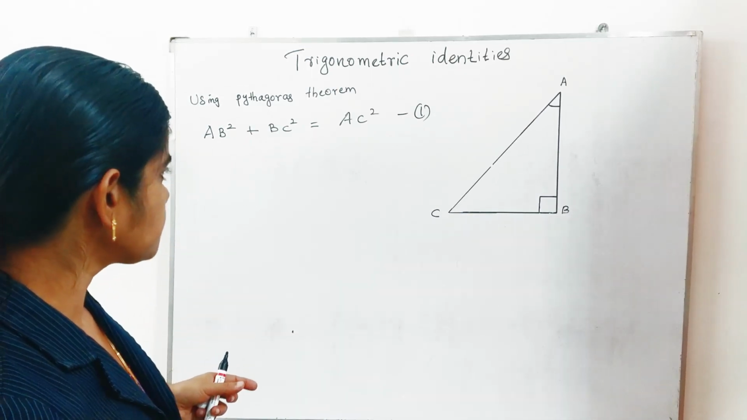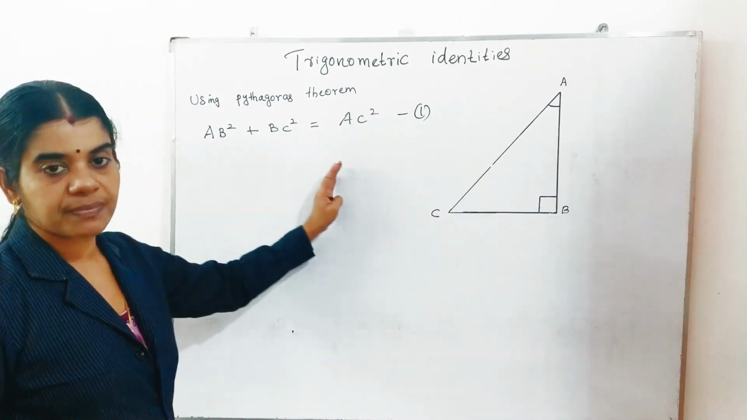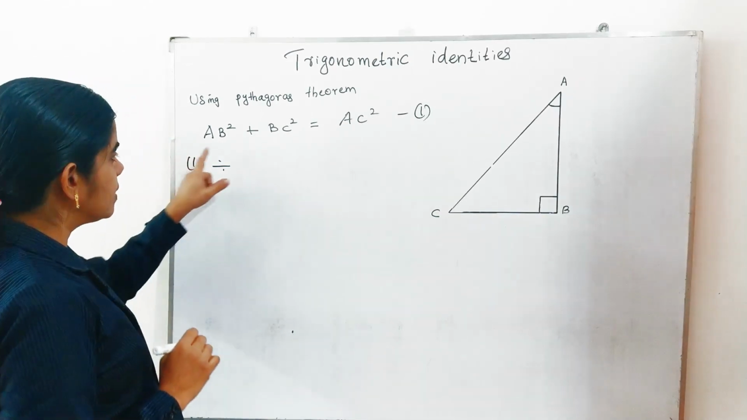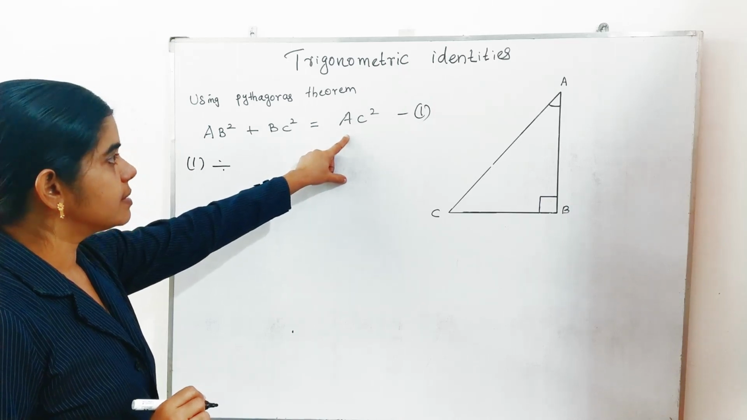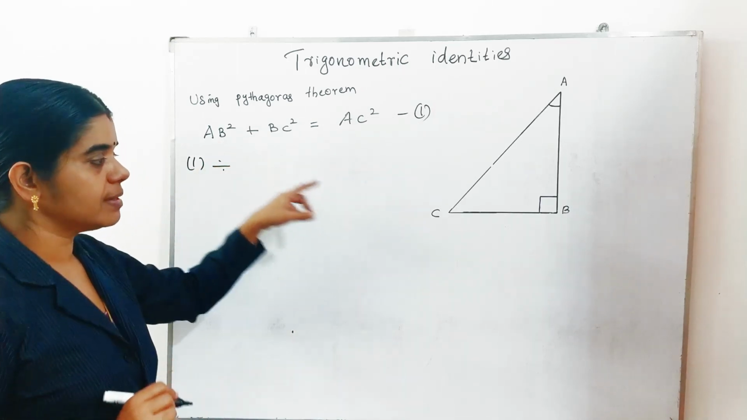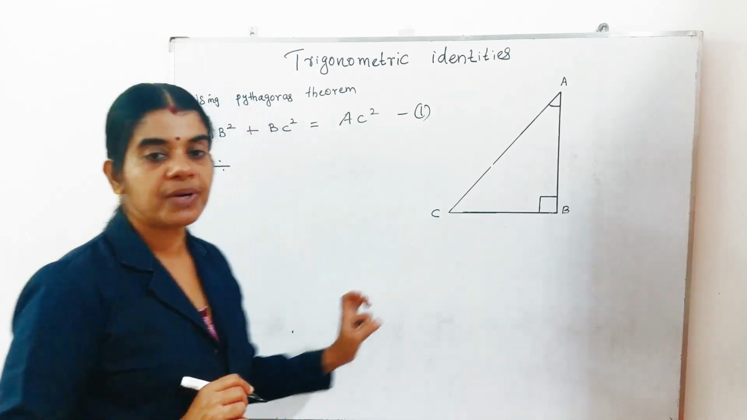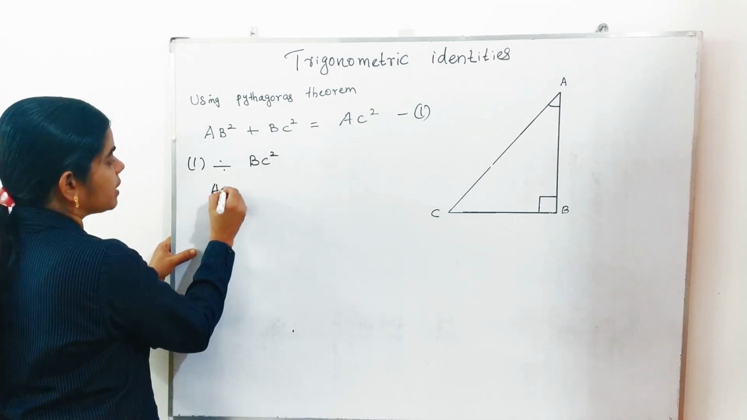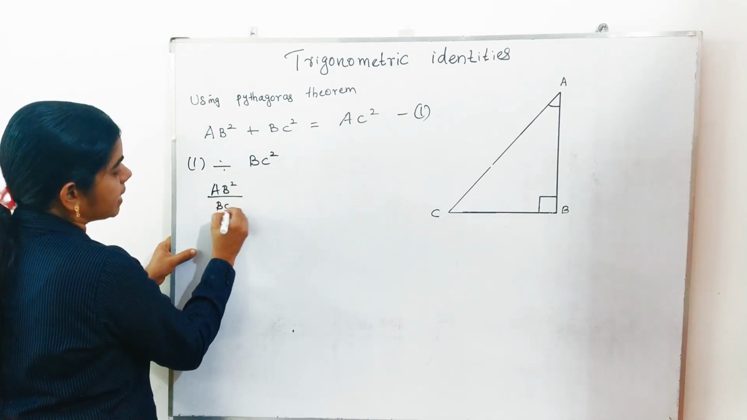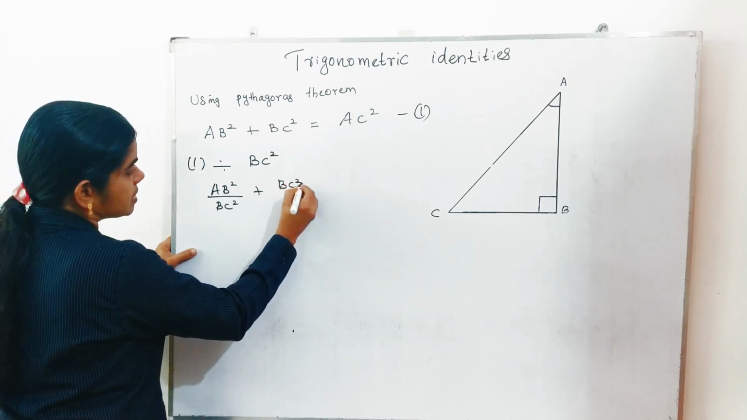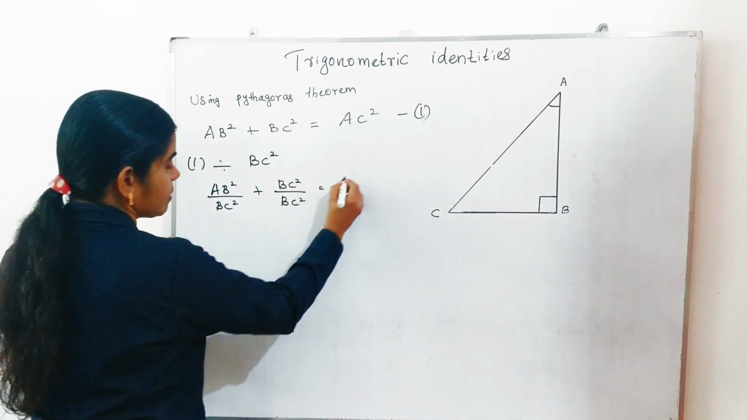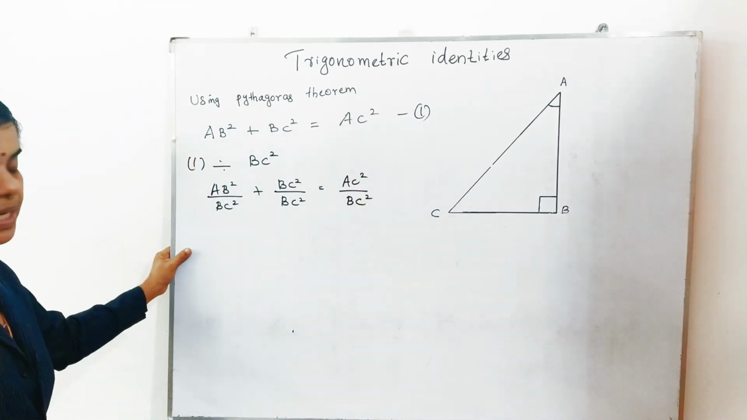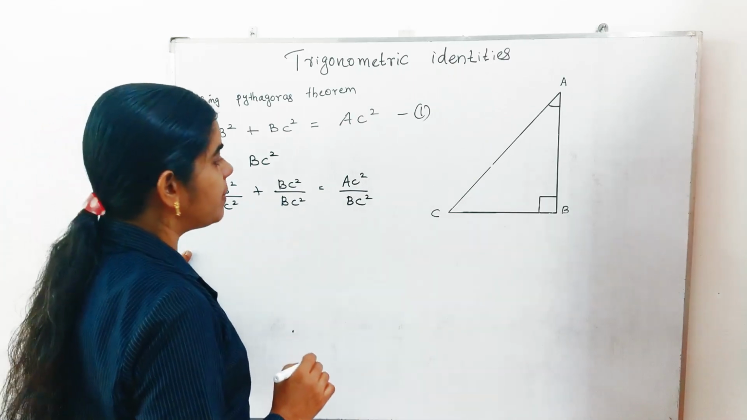Next one, again the same equation we want to write. Then again equation 1, we want to divide by, first we divided by AC square, second divided by AB square, next one more side, we want to divide the equation by BC square. Then our equation becomes AB square by BC square plus BC square by BC square is equal to AC square by BC square. This is our equation.